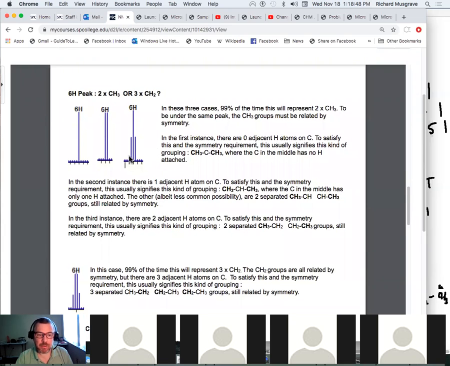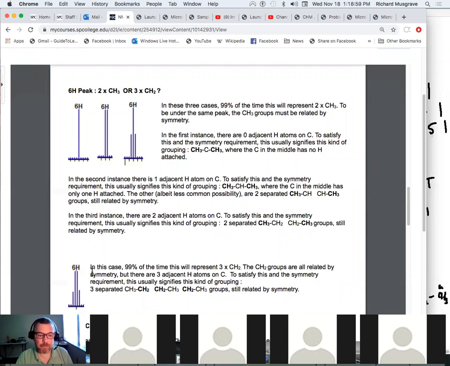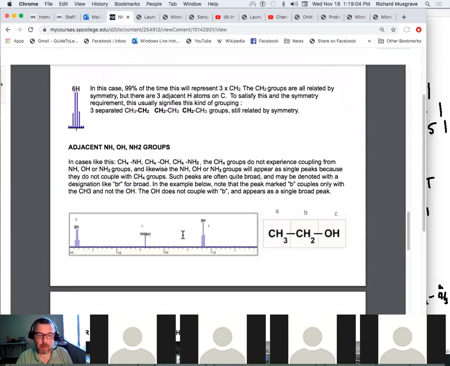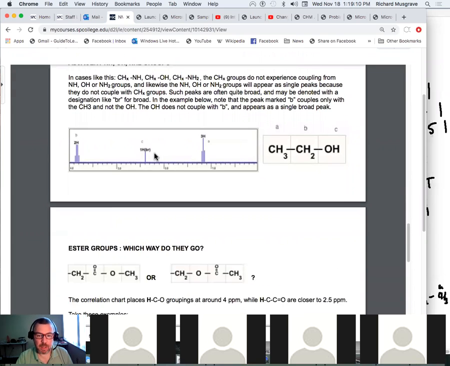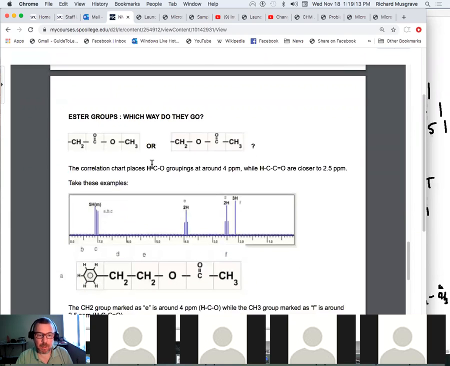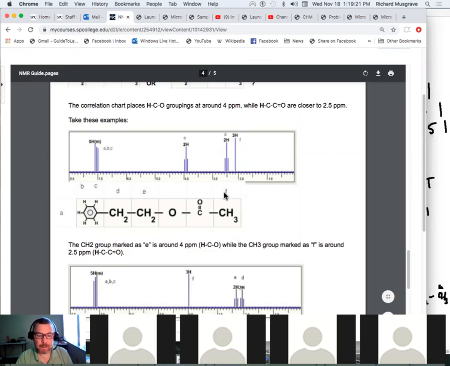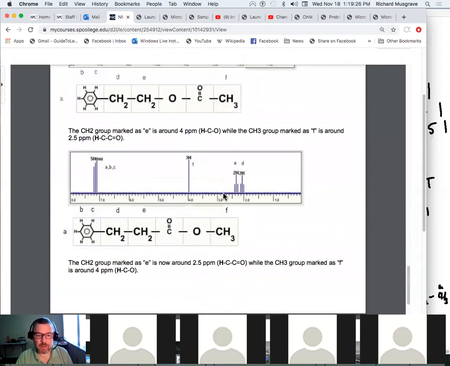And what we usually find is if it's 2 CH3s, it's either a single peak, a double peak, or a triple peak. And if it's got four peaks, it generally tends to be 3 CH2s. So that's going to be advice that you can use as well. So that's in the NMR guide. I go through that whole thing about adjacent NH, OH, and NH2 groups and how they only appear as one peak. And ordering of ester groups, how you can tell which way they go based upon the chemical shifts. So there's a whole lot of good advice here.